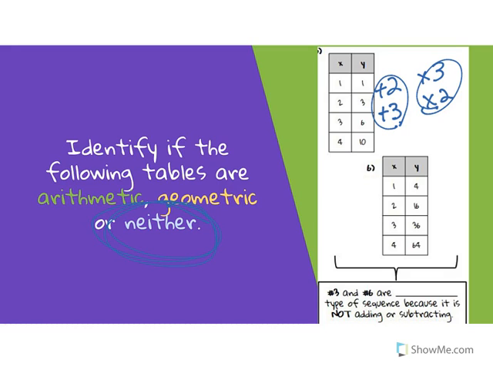So here, notice 4 to 16, that's a big jump. So we're probably multiplying, but 4 to 16 is times 4. 16 to 36 is times, I don't even know what. Because 16 times 2 is 32, so that's just weird. So that's neither also. So if there is no pattern, if you can't even figure out how to get from one to the other, like normally, then it's probably neither.